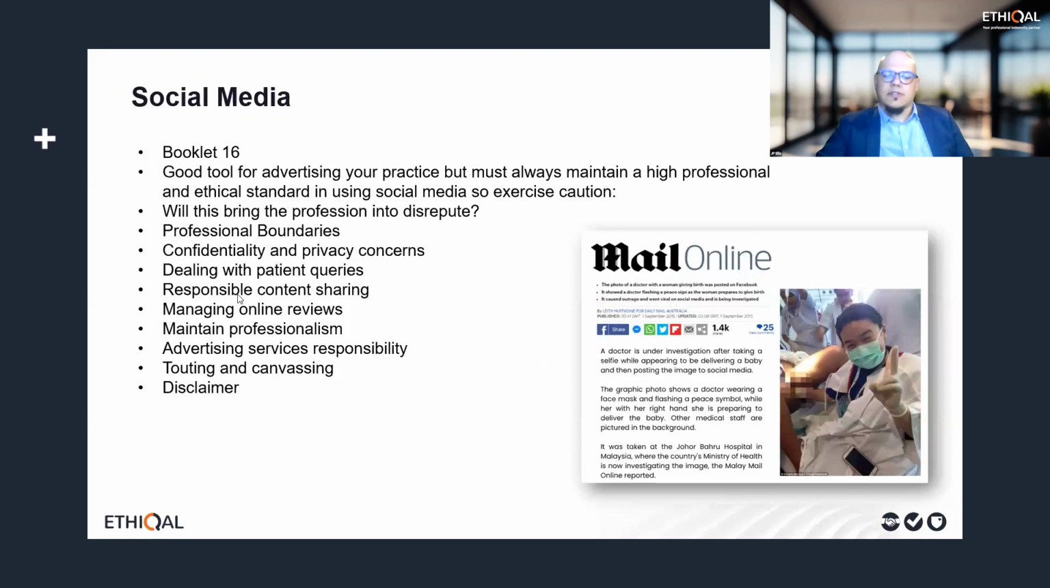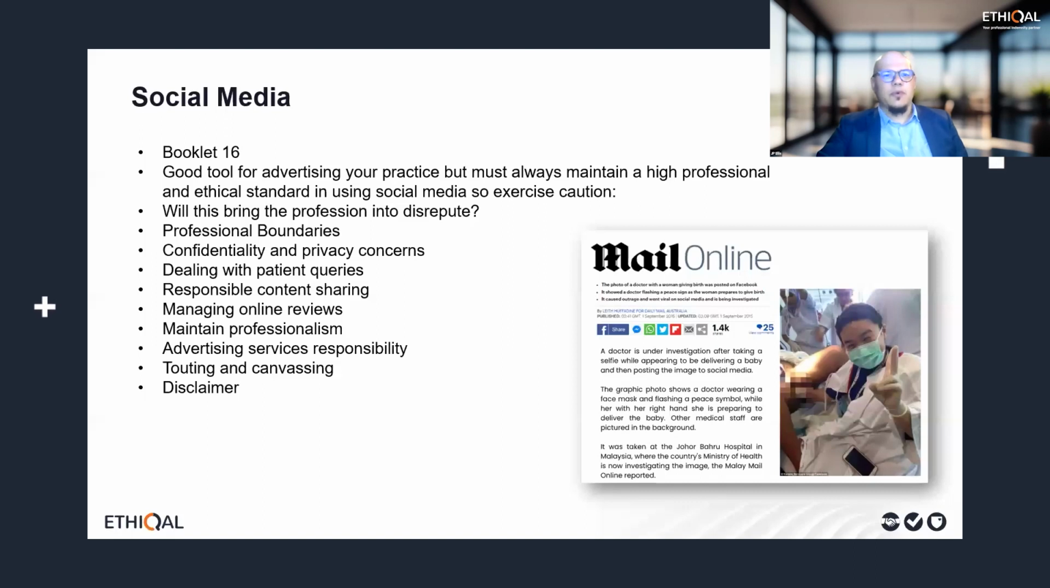I also believe that it's probably the most significant development in terms of you interacting with patients in modern medicine today. So it's useful to have an understanding. And as I said before, the first question is, will this bring the profession into disrepute? That should always be the starting point when you're trying to navigate your way through a particular mode of communication, whether it's with patients or the public.